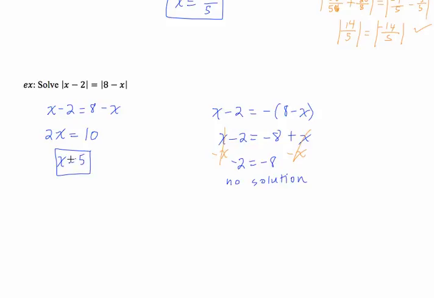And let's just check that using mental math real quick. If we plug in 5 up here, we're going to get absolute value of 3, which is 3. If we plug in 5 over here, we also get absolute value of 3, which is 3. So that works. It just happens that this one only has one solution.